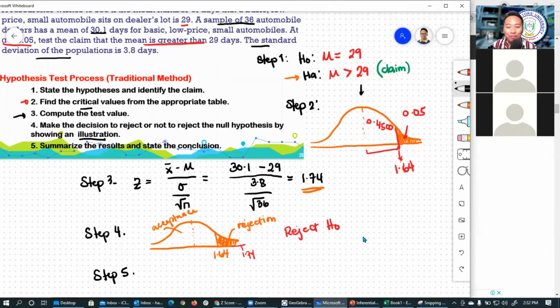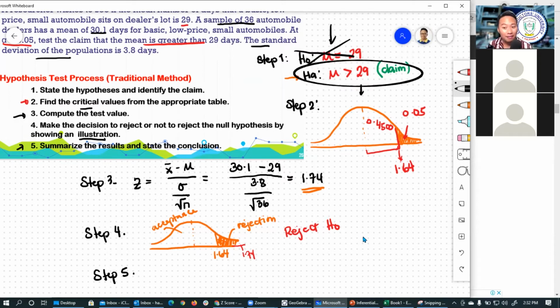So what's our step 5? Step 5, guys, is to summarize the result and state your conclusion. So since we are rejecting the HO, in other words, kani siya here, kaning step 1 na mawalik sa step 1, kaya connected siya. We are rejecting this, and this means to say nga we are accepting this.